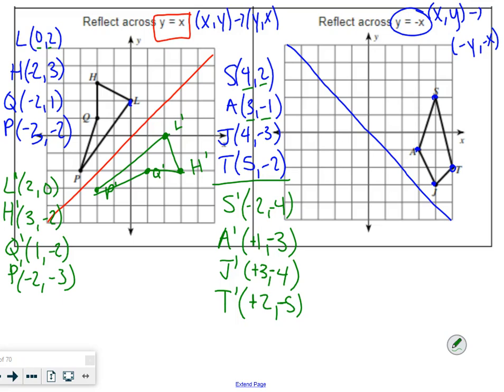And now we just have to plot them. S prime is at negative 2, negative 4, so right there is S prime. A prime is at positive 1, negative 3, which is right there. J prime is at positive 3, negative 4. Right there, there's J prime. And then T prime is at positive 2, negative 5. So there is T prime. Connect the points, and then you get the image reflected over the line y equals negative x.